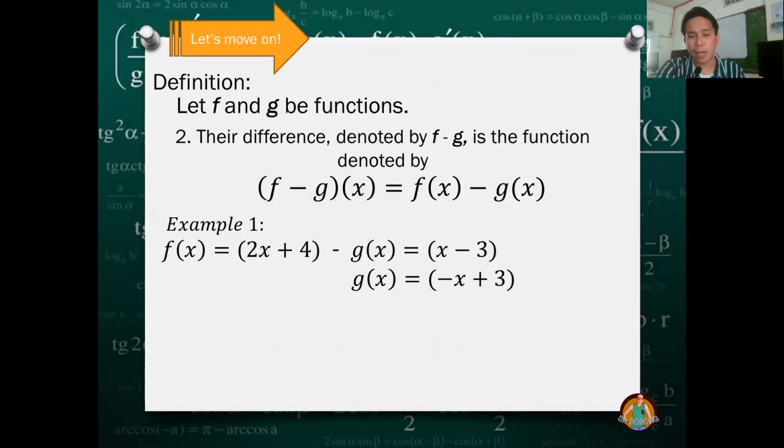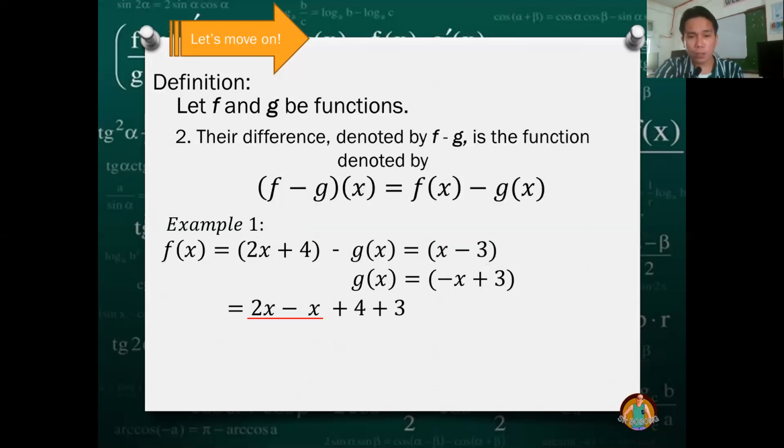Ano yung combine like terms dyan? Okay, ano yung like terms dyan? 2x and negative x. I-combine natin. So, i-disregard na natin yung g of x na nasa taas. Yung focus natin is yung bagong sign ng g of x. Naintindihan ba yon? Sige, next. Positive 4 and positive 3, i-combine din natin. Kasi parehas din silang numerical coefficient. Okay, let's go.